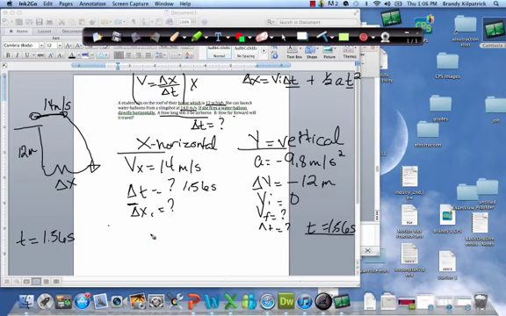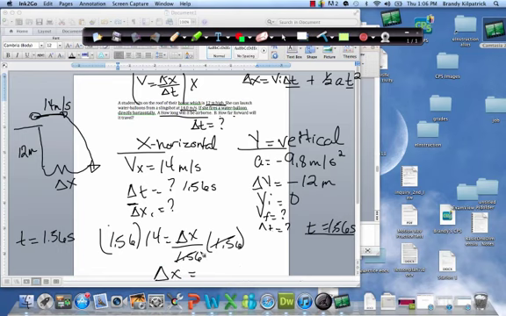Velocity is 14. Delta x is unknown. And time is 1.56. So now to solve, I'm going to multiply both sides by 1.56. So delta x is equal to this times this, which gives me roughly 21.9 meters or 22 meters. So now I have my distance. So I know that the water balloon is going to go over 21.9 meters, and I know it's going to take 1.56 seconds to do that.